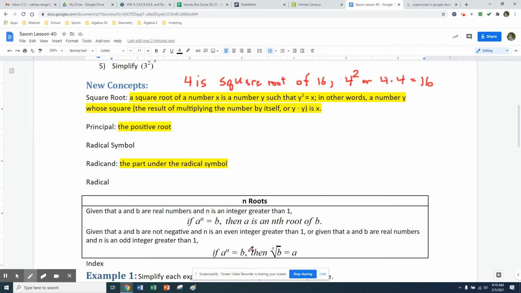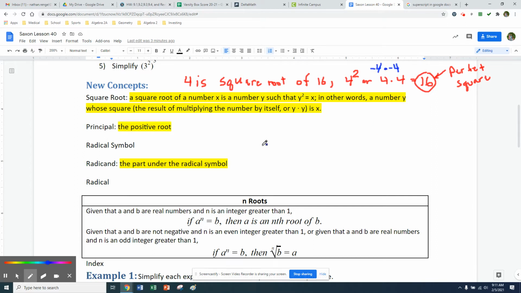Now, the results of squaring numbers are called perfect squares. So 16 is an example of a perfect square. Other perfect squares would be 25, 36, 9. Those represent our perfect squares, and those are numbers that are square rootable, and they square root to integers. Non-perfect squares are going to square root into irrational numbers.